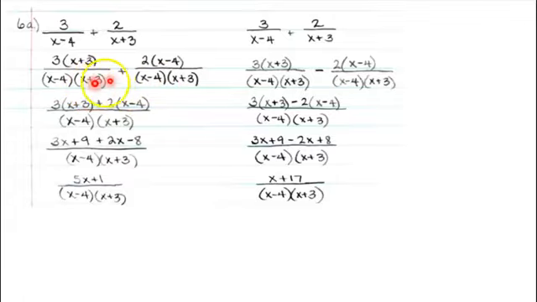The whole reason we got a common denominator was to combine our two numerators. So to combine those, we're going to distribute 3 times x, 3 times 3, 2 times x, 2 times negative 4. And then 3x and 2x are 5x, and 9 and negative 8 are 1, so just combining our like terms. And then nothing else will simplify here.